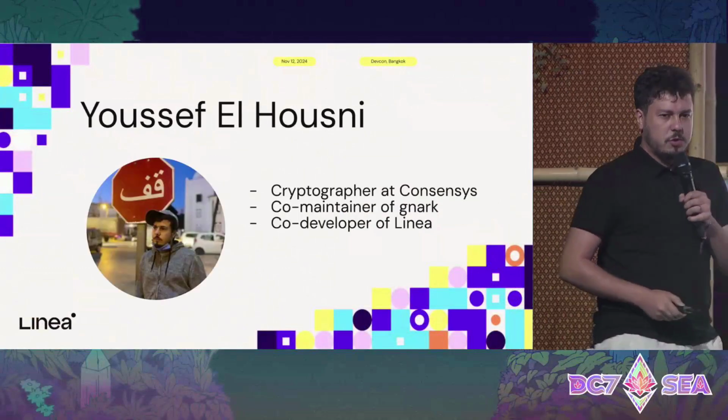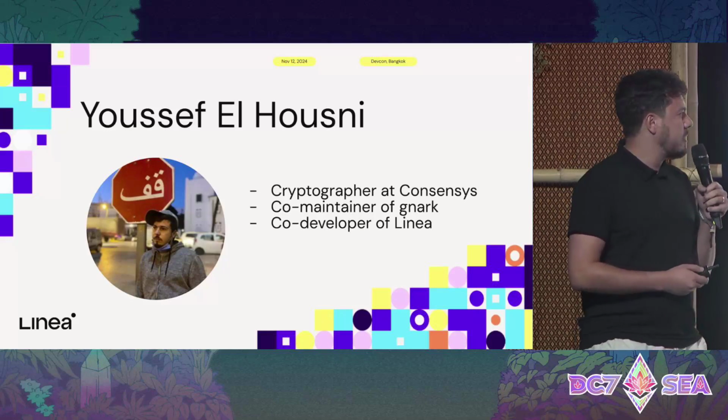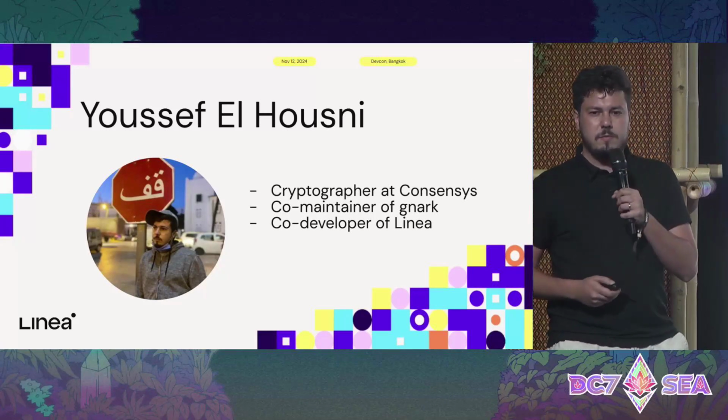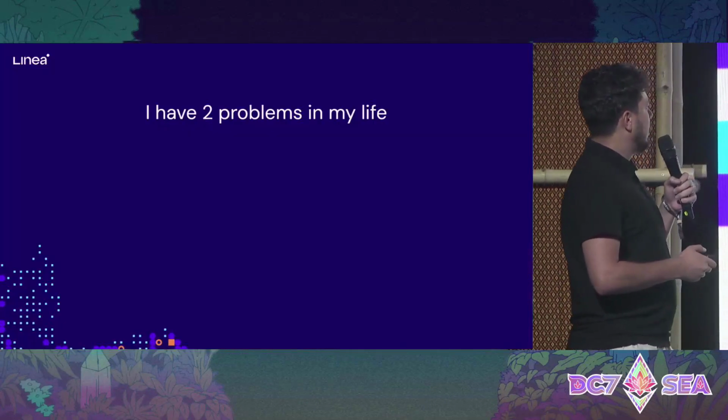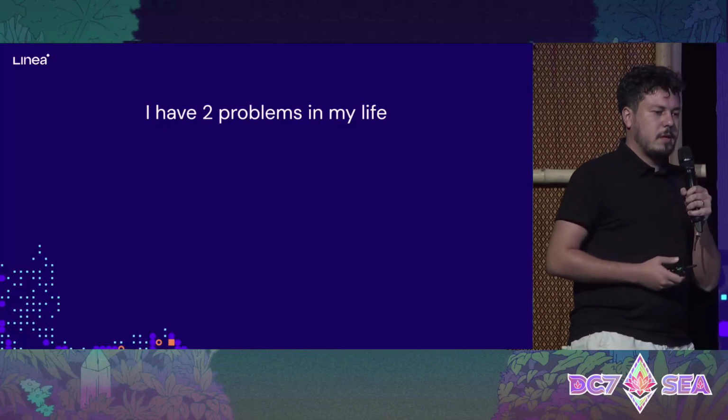Yeah, so I'm a cryptographer at Consensus, working on Gnark, the ZK SNARK library, and Linea, the ZK EVM. And today, I'm going to talk about elliptic curves and SNARKs.